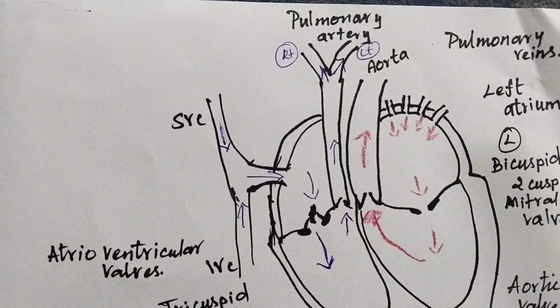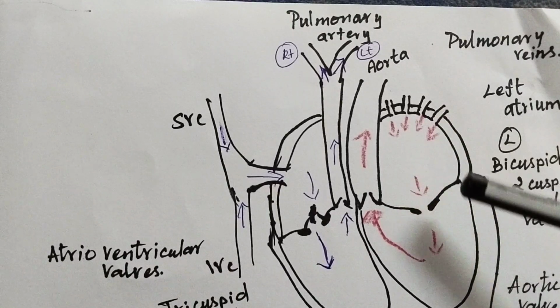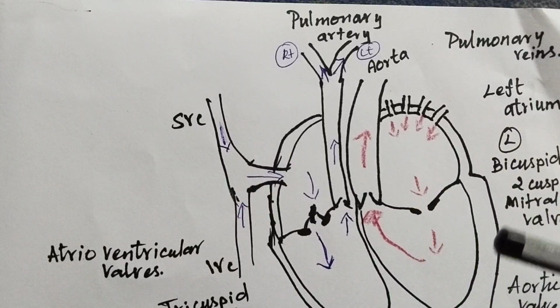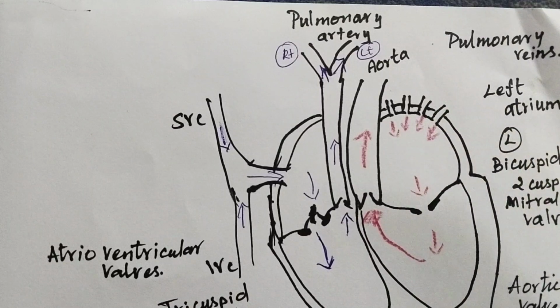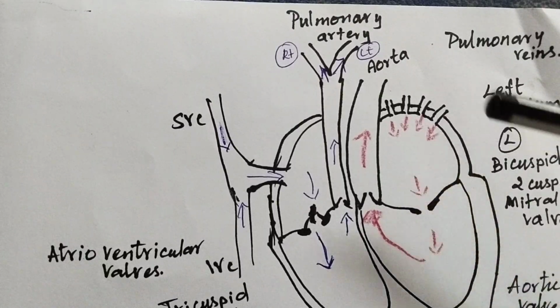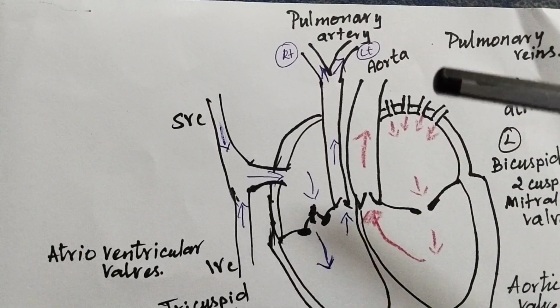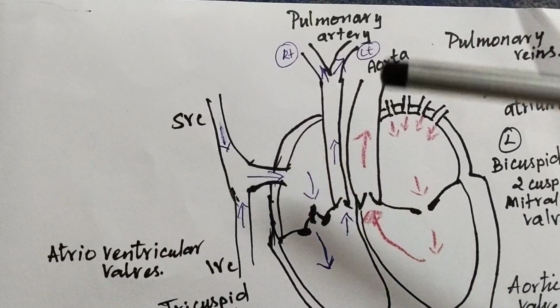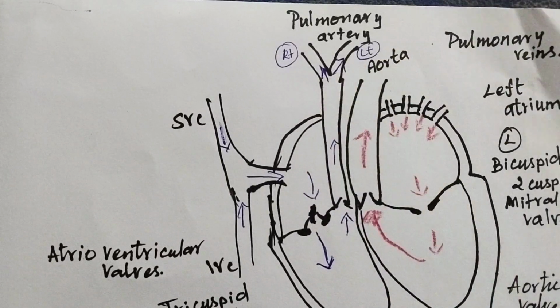All the vessels bringing blood to the heart are veins. The vessels where blood goes out from the heart are called arteries. The only vein carrying oxygenated blood is the pulmonary vein. The only artery carrying deoxygenated blood is the pulmonary artery.